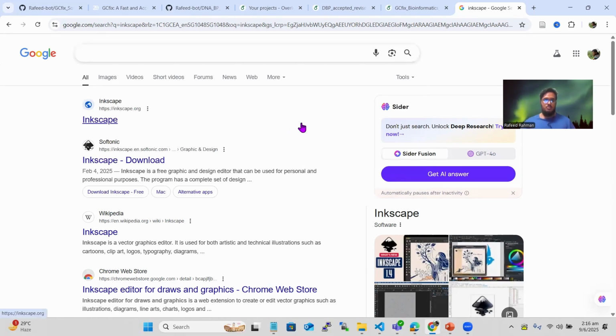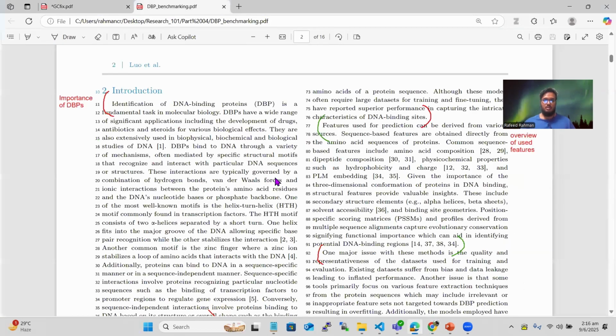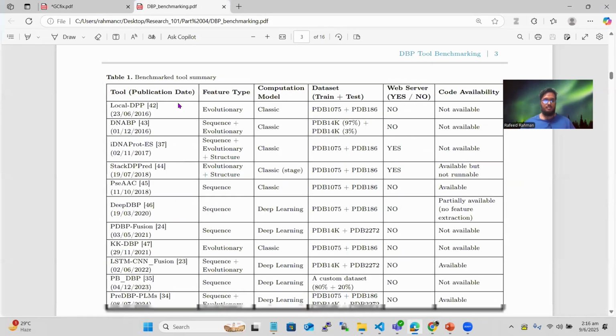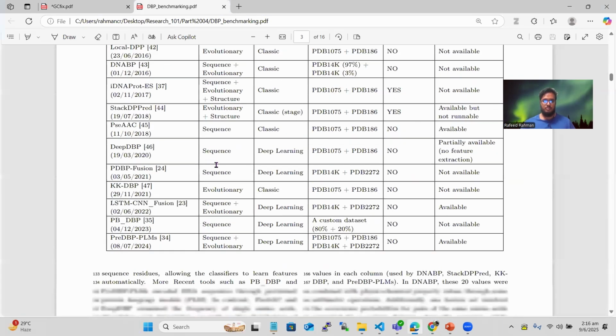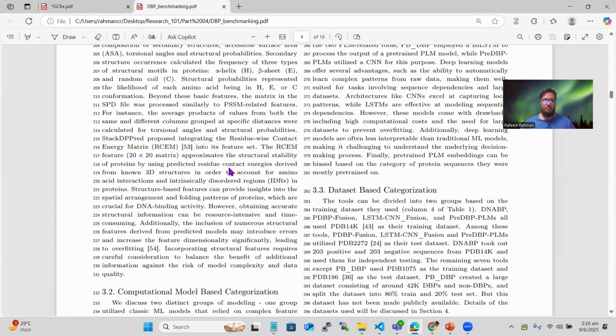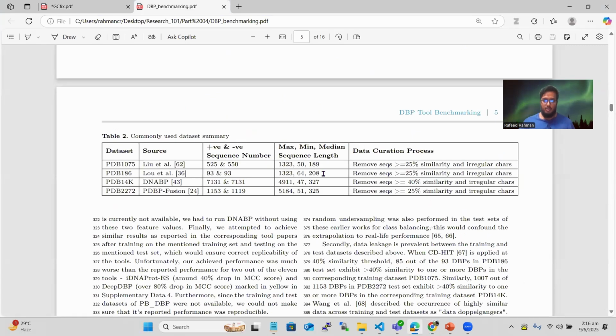Now let's talk a bit about tables. Also in your research paper, you can have some tables. For example, here you can see that we have a nice table for summarizing the different benchmarking tools. We have another table for summarizing the data, and so on and so forth. You can have these tables in your paper as well.